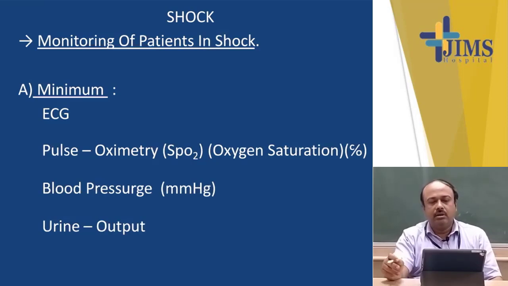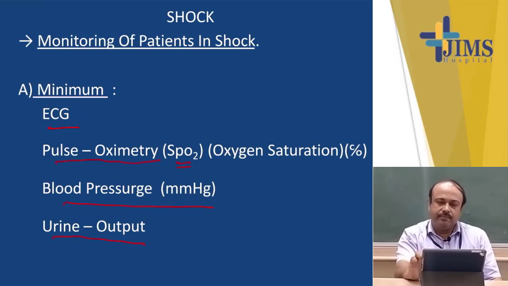Now coming to how to monitor patients of shock. There are certain minimum investigations which are a must for monitoring a patient of shock while we treat them. First is blood pressure expressed in millimeters of mercury, and urine output, which is very important for monitoring renal perfusion. ECG is to see any cardiac changes which happen due to the various toxins released into the blood due to cell lysis and end organ damage, and also other products. Pulse oximetry, that is the oxygen saturation expressed as a percentage and written as SpO2. These are the minimum parameters which should be monitored in a patient of shock.